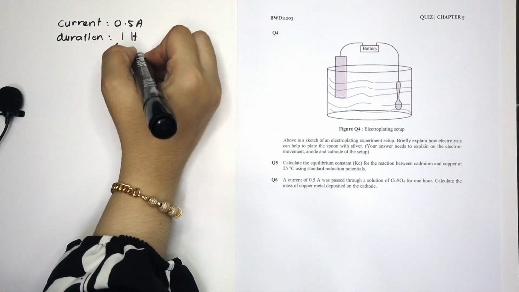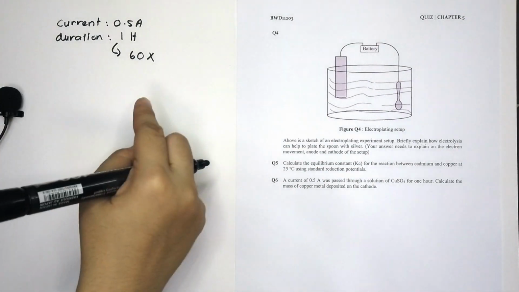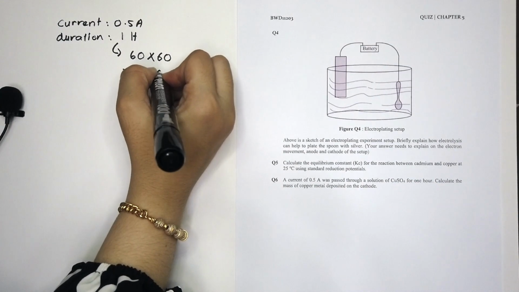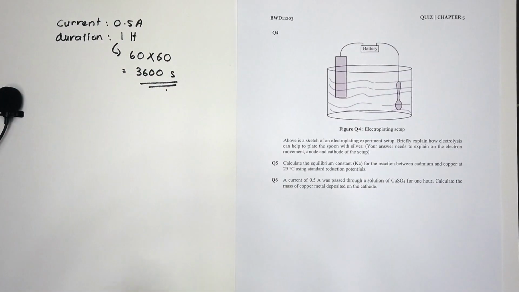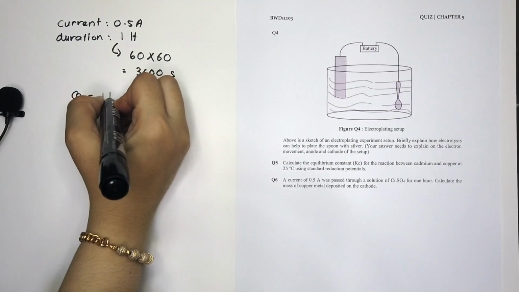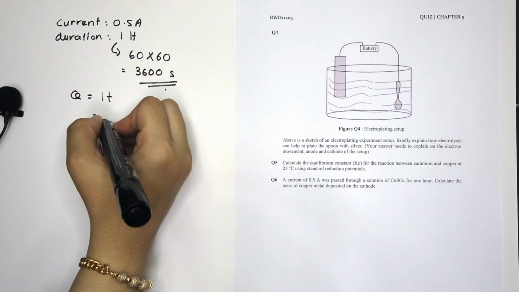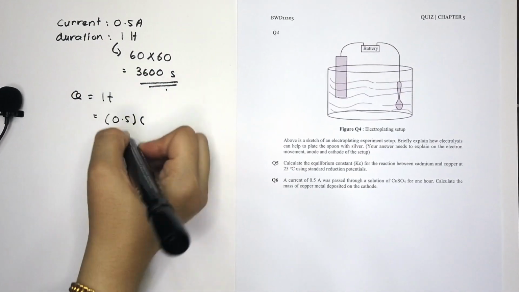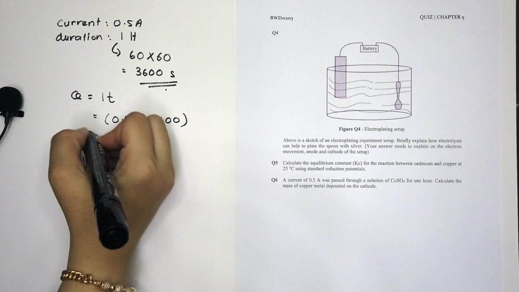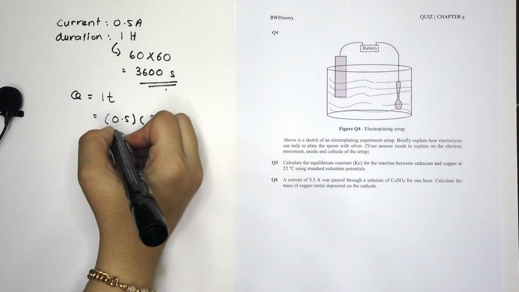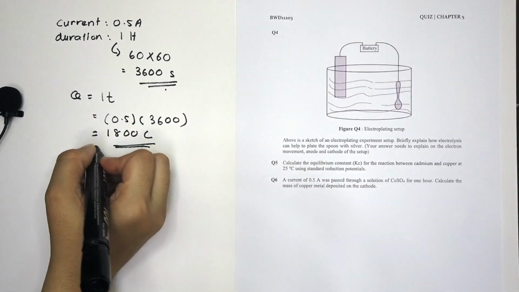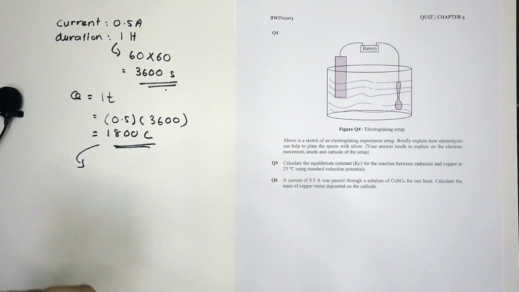1 hour is 60 minutes. Every minute is actually 60 seconds. So it should be 3600 seconds. Alright, so now you're going to calculate the Q, the charge, right? So the Q equivalent to IT. I is the current, which is 0.5. T is the time in second, right? So 3600. So you get your Q equivalent to 1800 coulomb.